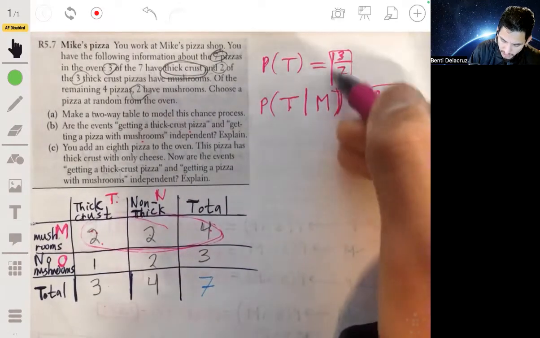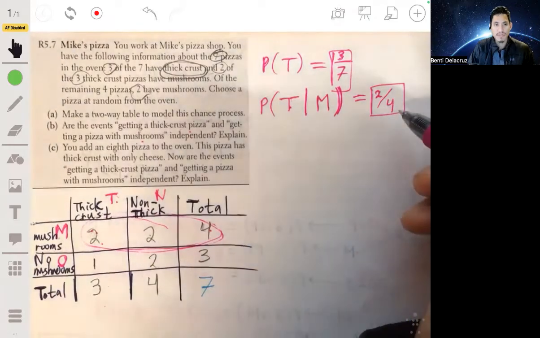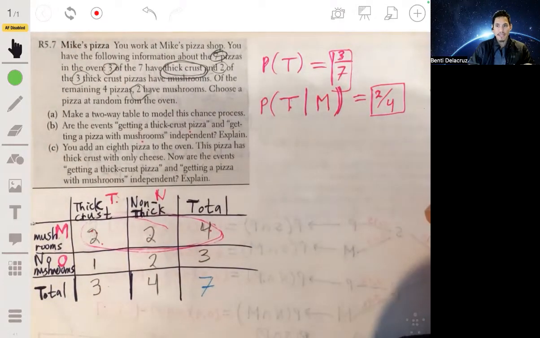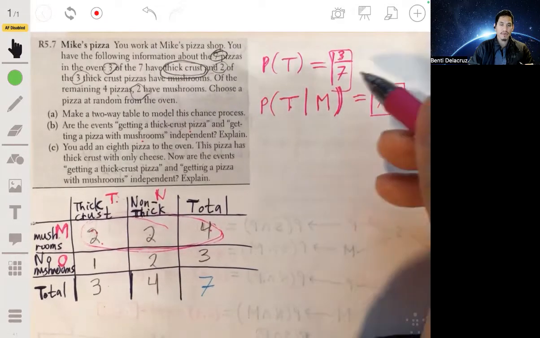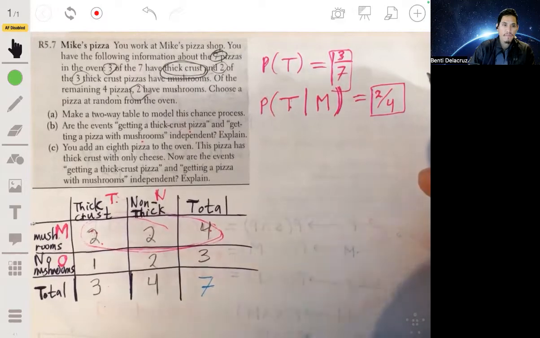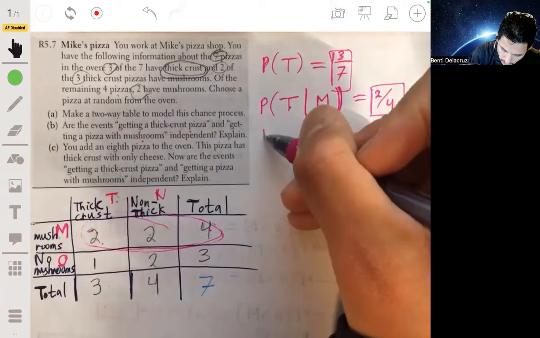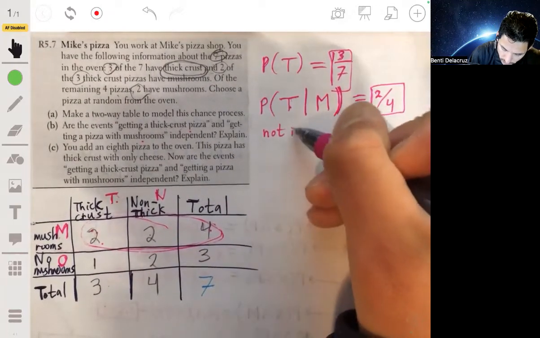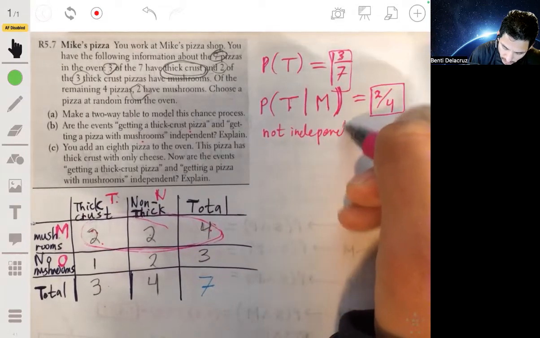And obviously 3/7 is not the same as 2/4. So then you can say that the events are not independent because these probabilities are different. Not independent.